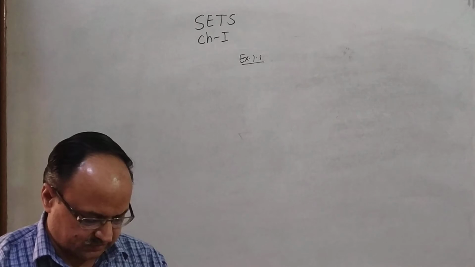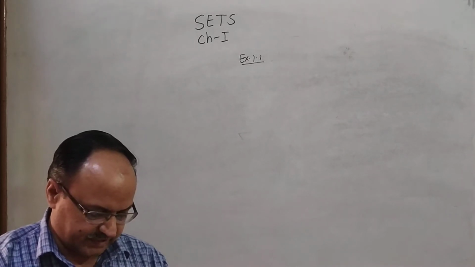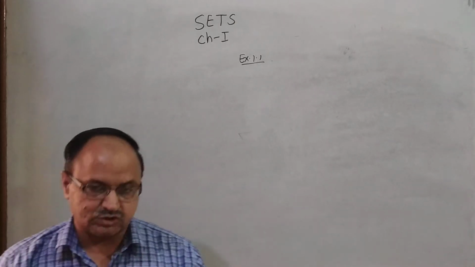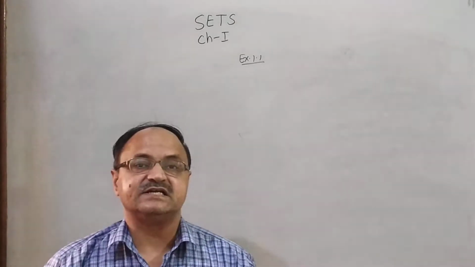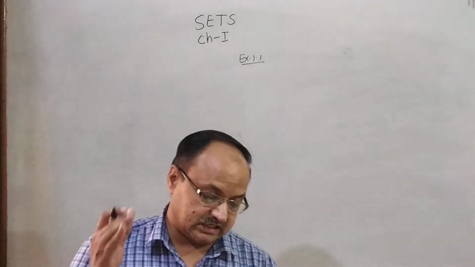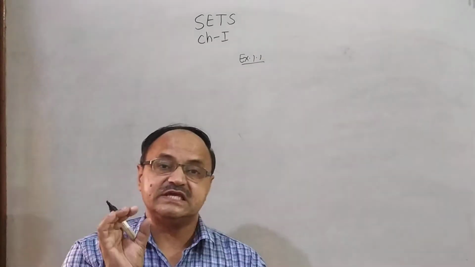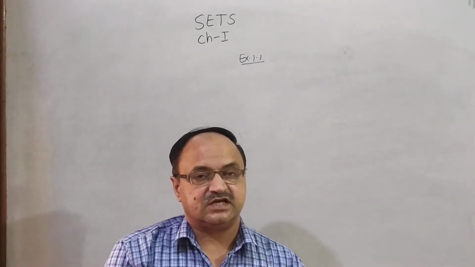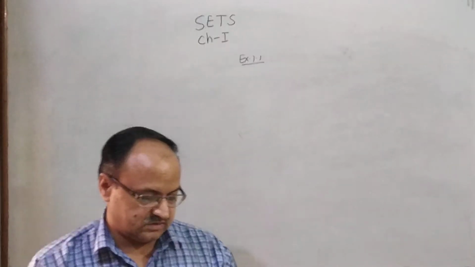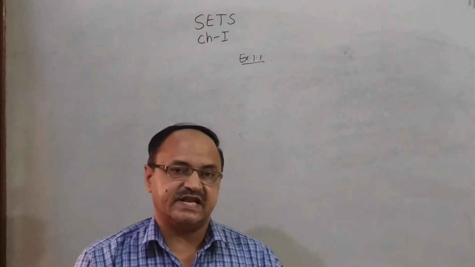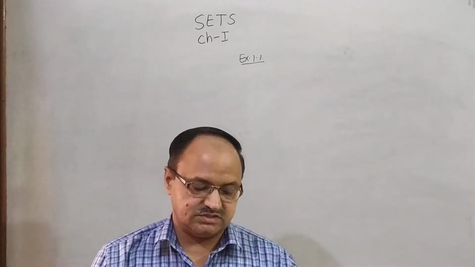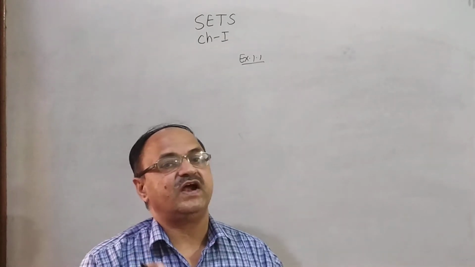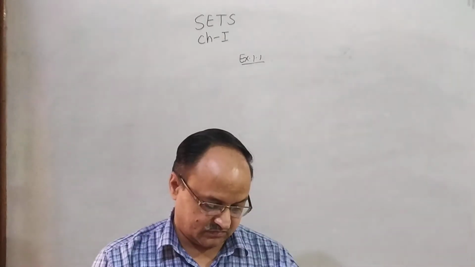Question number 1.1. The collection of all the months of a year beginning with letter J. So it is well defined. You know very well the months which start from the letter J: January, June, July. It means this statement is well defined. Therefore it is a set.